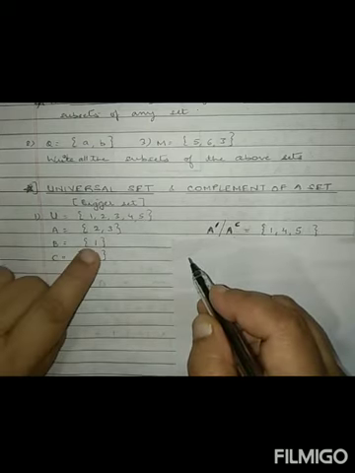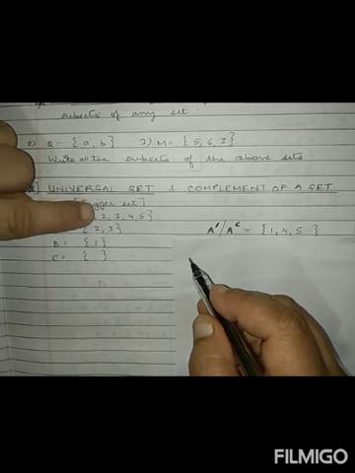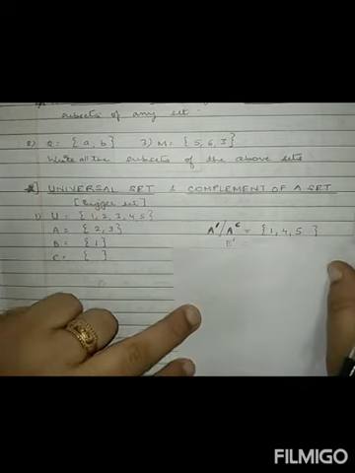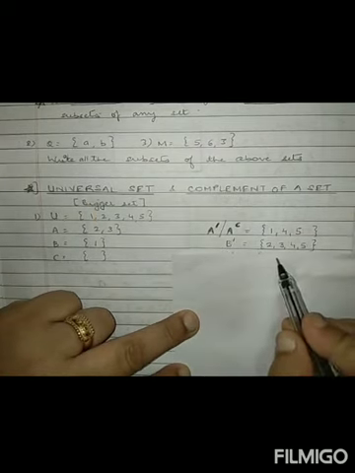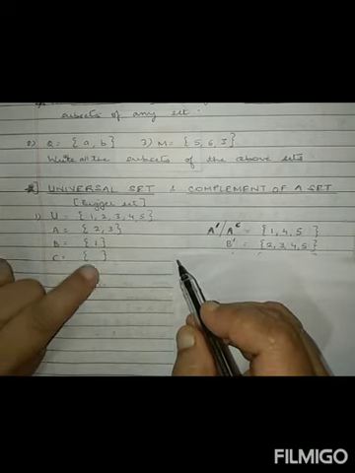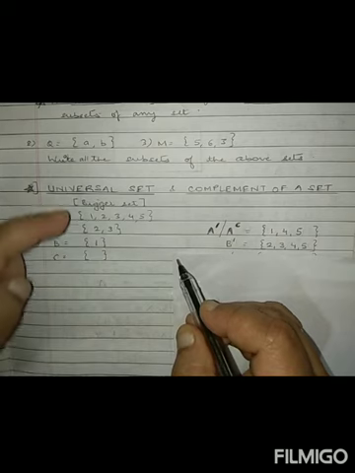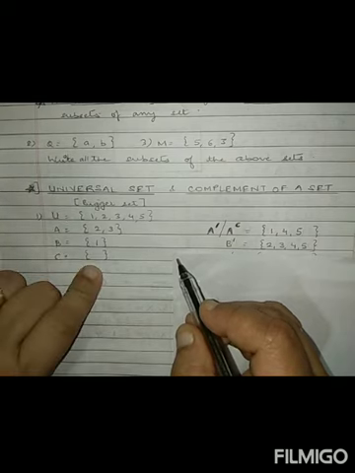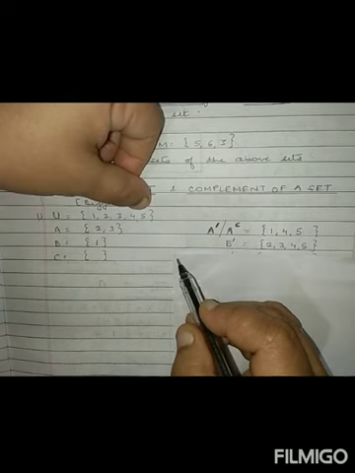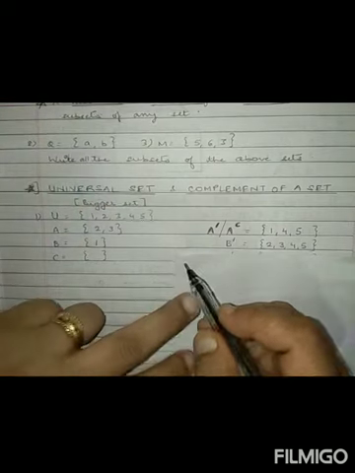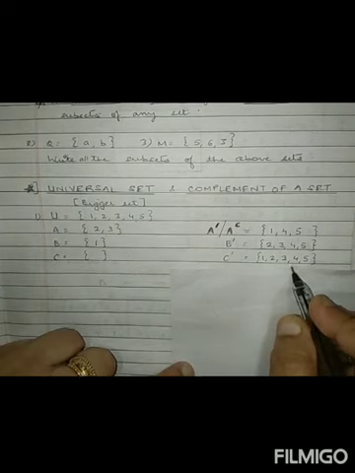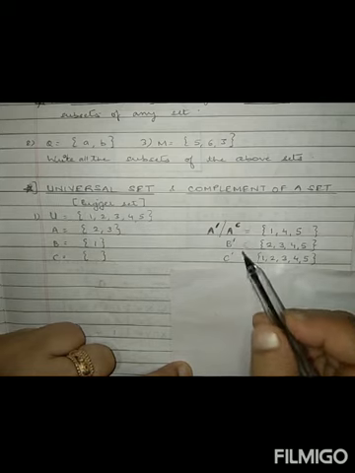So if B has 1, let me find its complement. Its complement will have 2, 3, 4, 5. So B dash will have 2, 3, 4, 5. Now, set C has no element here. So I have not taken anything from the universal set to form set C. So what remains then? The entire universal set remains as it is. So I will write C dash as 1, 2, 3, 4, 5. So we have learned how to find the complement of a given set.